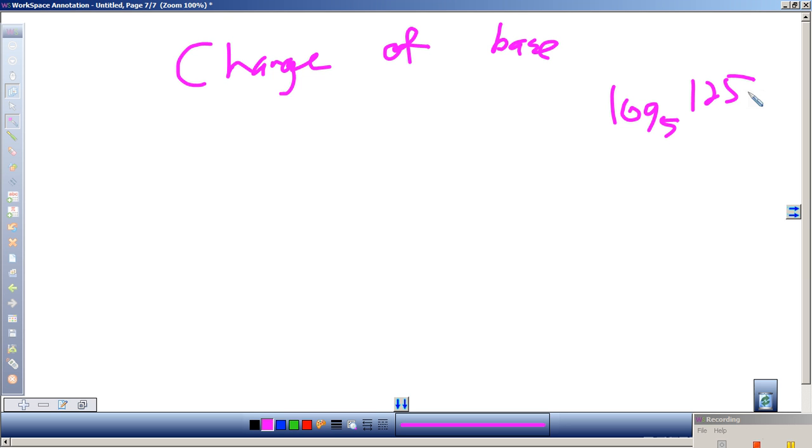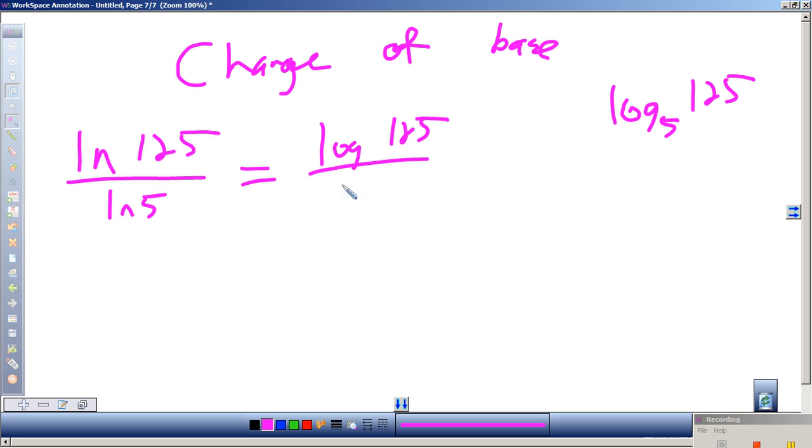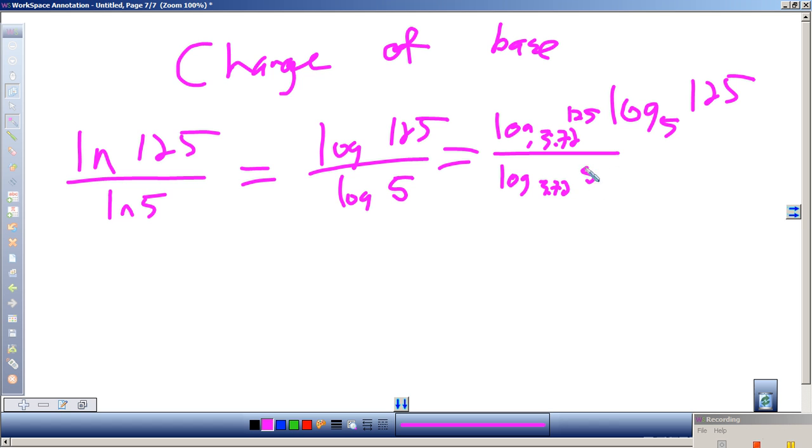Log base 5 of 125 is 3. So, if you're doing it on the calculator, you may use either the natural log button or the common log button. To simplify this, we can just do ln 125 over ln 5, or log 125 over log 5, or log base 3.72 of 125 over log base 3.72 of 5.